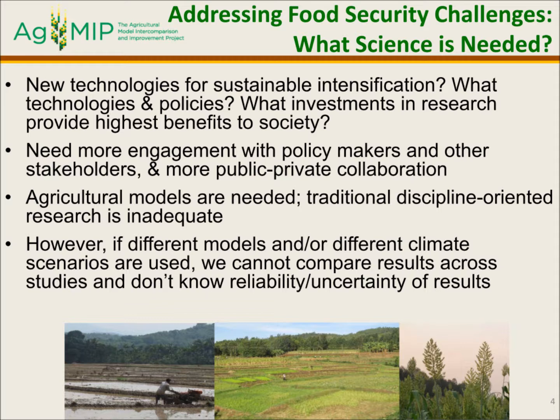So a lot of talk is happening these days on the need for transdisciplinary research, and we feel that the AgMIP framework that we've developed and is being used is very much in that spirit, to have disciplines working together, not just handing some information off to each other, but really trying to understand what's needed and cross-checking the results and so forth. And the last point here is if different models or different climate scenarios are used, you can't really compare results across studies, and you don't really know the reliability or the uncertainty associated with the results.